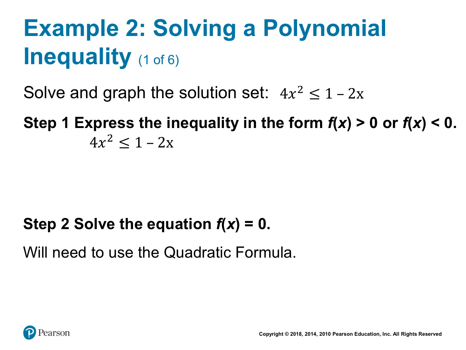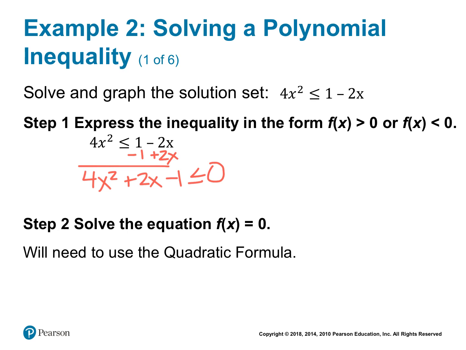Okay, let's try another one together. So this one, we have a couple things on the other side, so we need to do some rearranging. So we'll need to minus the 1 over and add the 2x over. So we get 4x squared plus 2x minus 1 is less than or equal to 0.